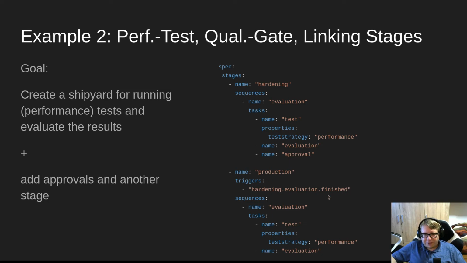By default, I think that's the default behavior anyway, but if you want, you can be explicit and write it out. And in the production stage, we then have the sequence called evaluation, so it's the same name, and this has the tasks test and evaluation. In my opinion, it doesn't make sense to also add the approval step in here, because you only need the approval step up here and you don't need to have another approval down here, but it would be entirely possible. Okay, so far about this example.